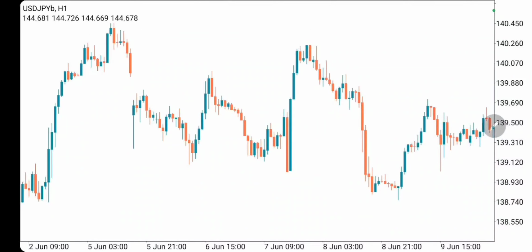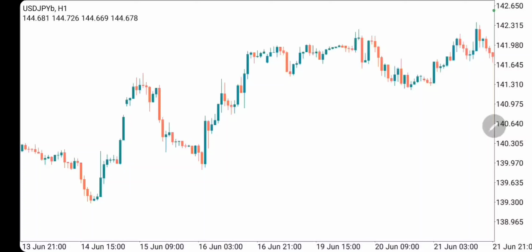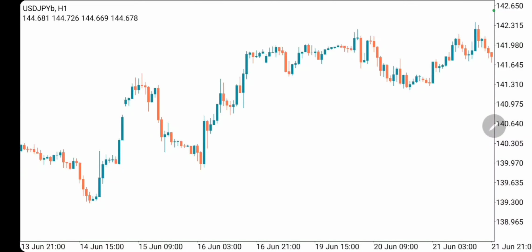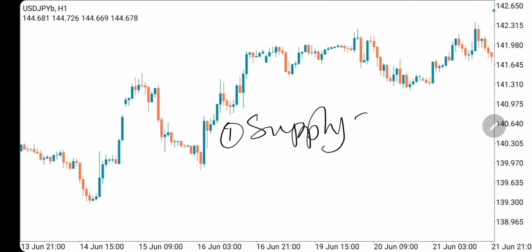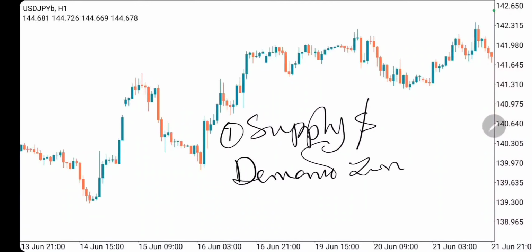Now the second smart money concept you need to know to become a pro Forex trader is the concept of supply and demand zones. Essentially, supply and demand zones are almost the same thing as order blocks.